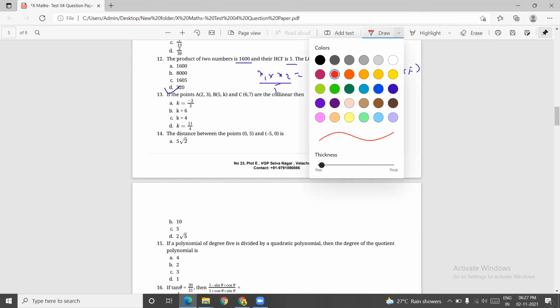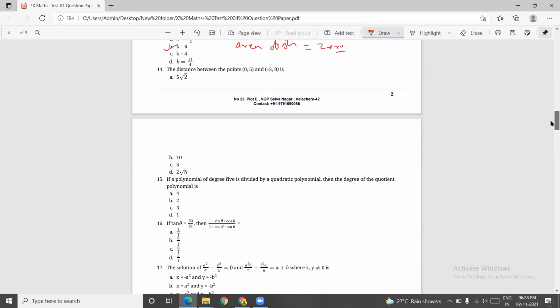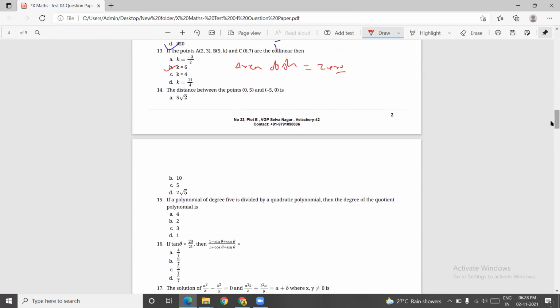The answer is k equal to 16. I already told you, use the area of the triangle formula. Equal to 6, sir. Yeah. So the distance between these 2 points, root 25, root 50. Root 50 means how much? 5 root 2. It's a straight question.